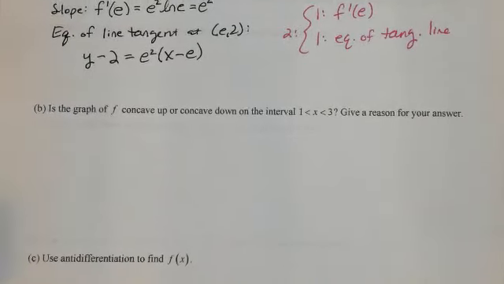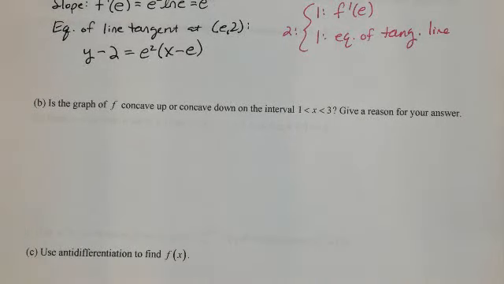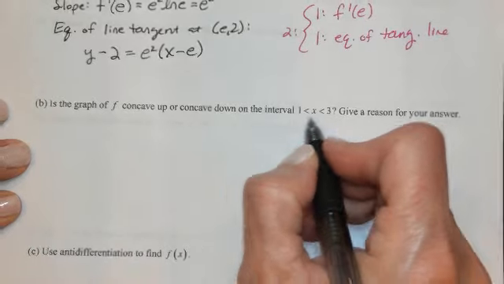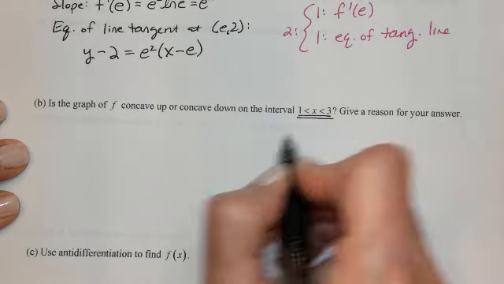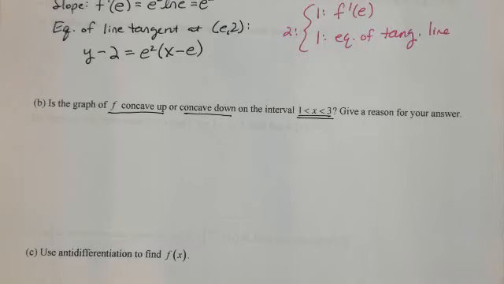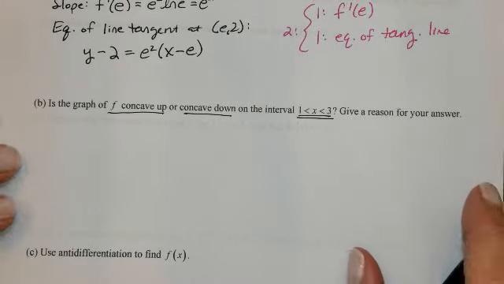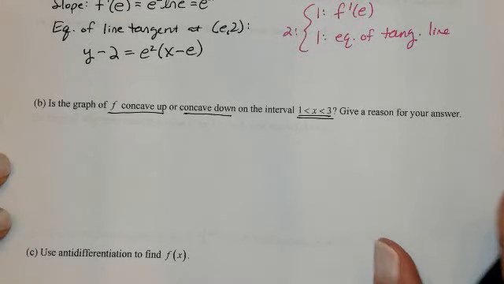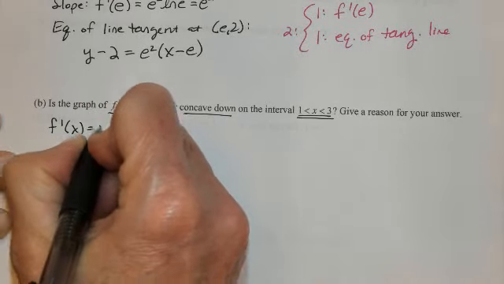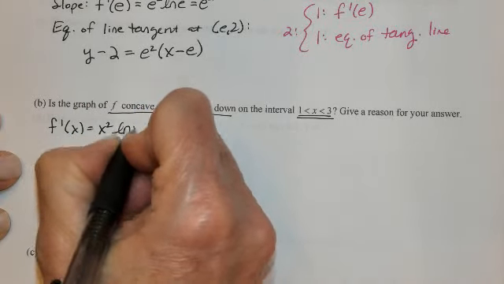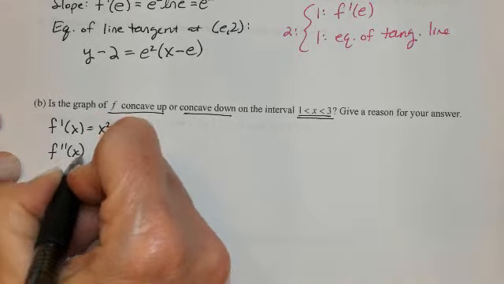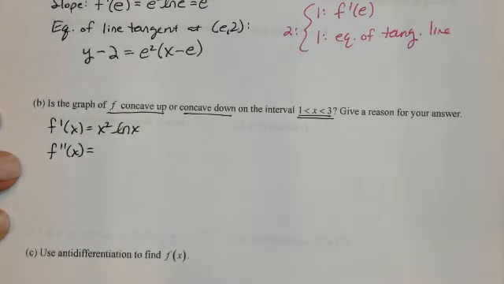Okay, part B. Is the graph of f concave down or concave up on this interval? Okay, concave down or concave up. So to find concavity, we need to find f double prime. So they gave me f prime. And we can take the derivative of f prime to get f double prime.